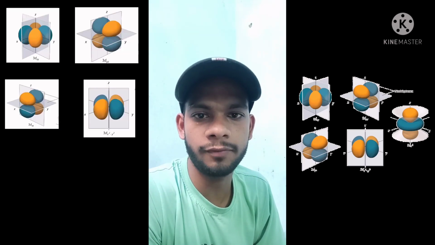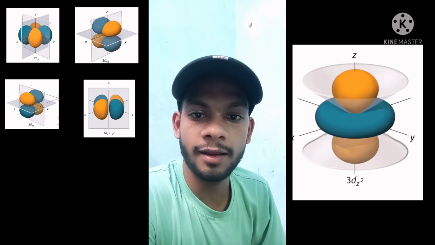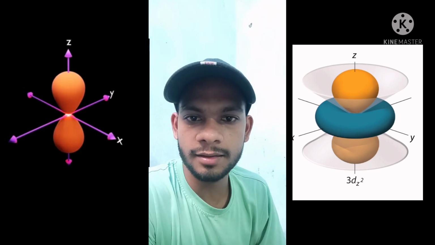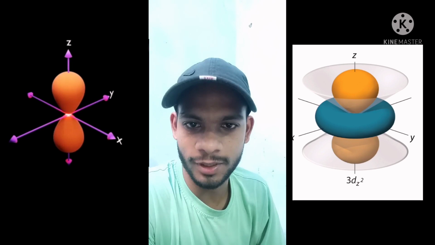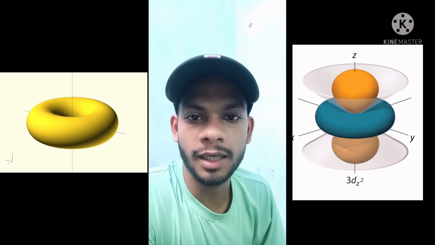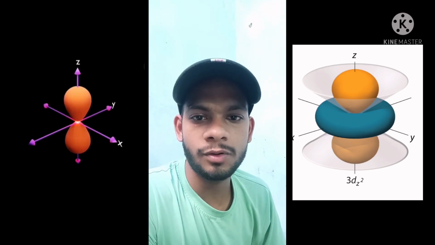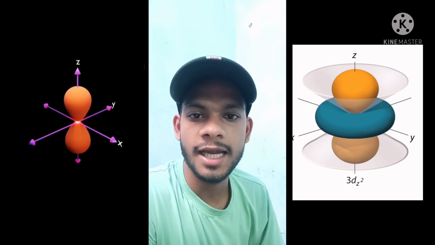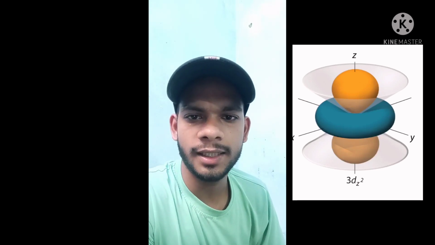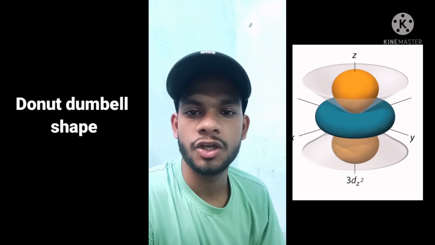All of the ones I have talked about have a double dumbbell shape, whereas dz² has a different shape. It has two electron density lobes along the z-axis, and an electron density ring in the xy plane. The ring resembles a donut, and the lobes along the z-axis resemble a dumbbell, like those at a gym. So totally it can be said that it is a donut dumbbell shape.